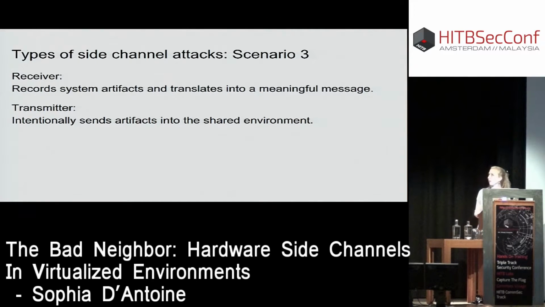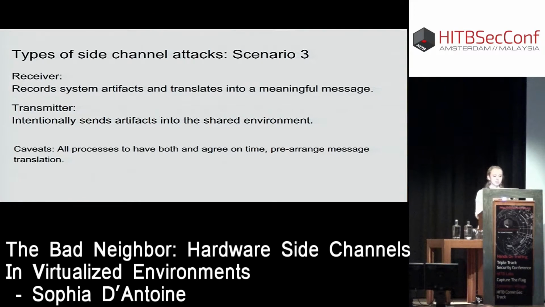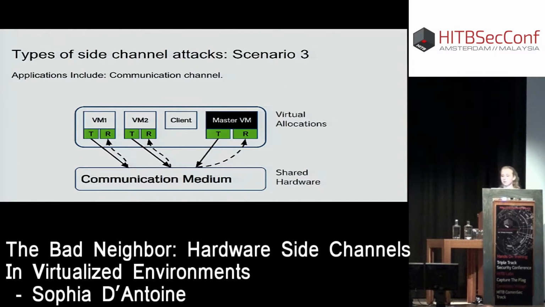And the third scenario is when both of them are intentionally sending and receiving to each other. For instance, you have 2 processes running on a shared environment, and both of them are intentionally sending behavioral patterns to the system and recording them from the system back and forth. And this creates something like a classical covert channel, when you read about that. The communication medium, specifically in this talk, is the shared hardware, but it can be anything, right? So you have the idea of forcing some sort of behavioral pattern and recording that pattern to create a covert channel.